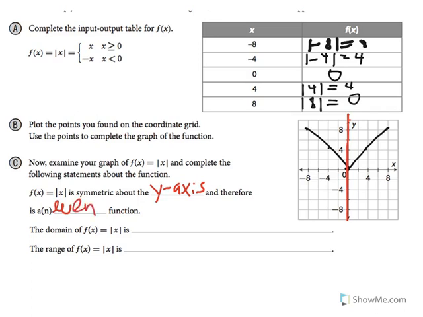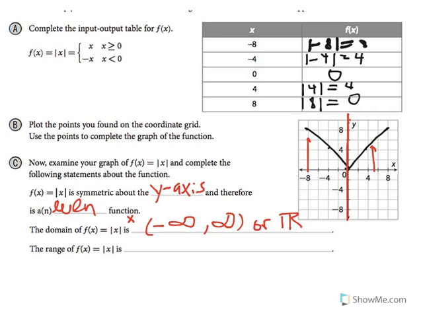Okay, and the domain of f of x: the domain is the x direction. If you look at this x, there's a graph. If you look at this x, there's also a graph. So the domain is all real numbers. We can write it that way, or you can write it using interval notation for all real numbers.